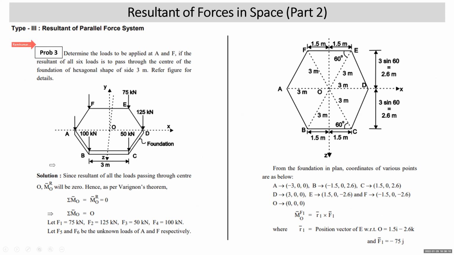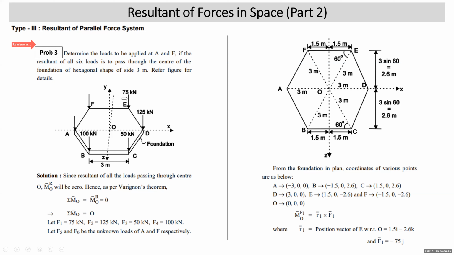Let's come to problem number 3. Determine the loads to be applied at A and F if the resultant of all the 6 loads is to pass through the center of the foundation. The foundation this time is in the shape of a hexagon with side 3 meter.